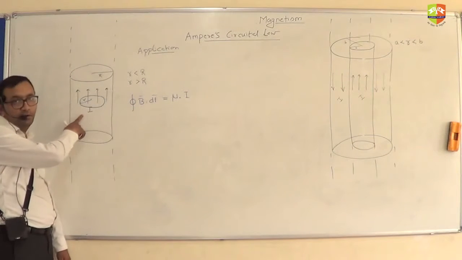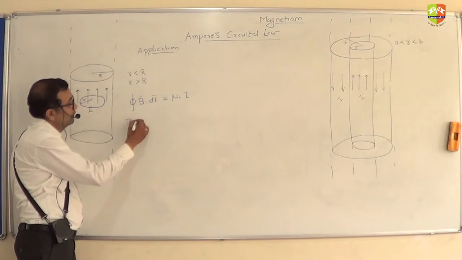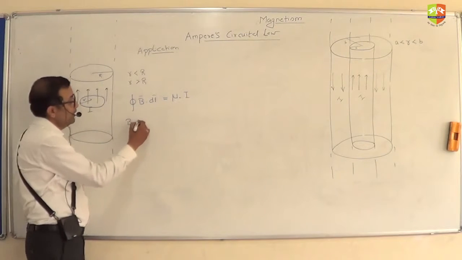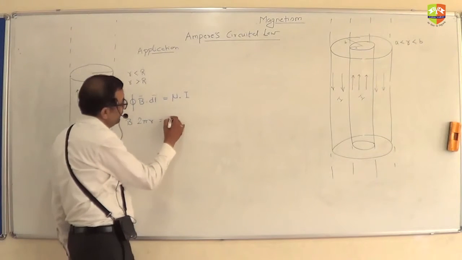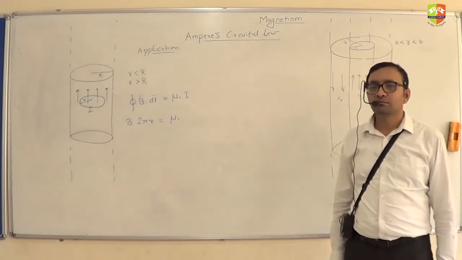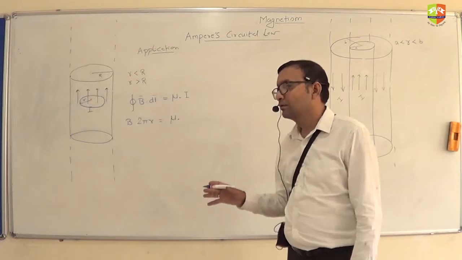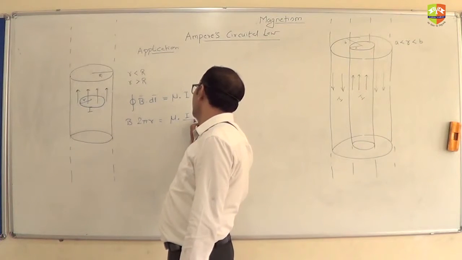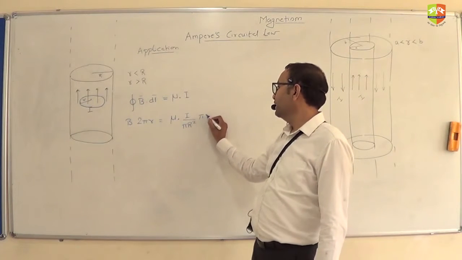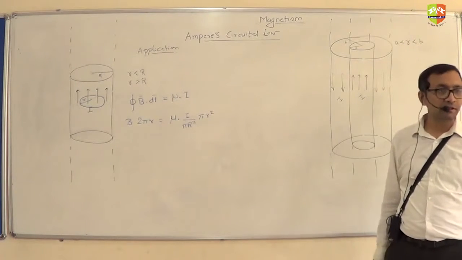What is the left hand side over here? B into the integral of dl, right? B into 2 pi r. What about the right hand side? Mu naught into how much current is passing through that loop? I divided by pi R square is the current per unit area, multiplied by the area of the loop, pi r square. This is the current that passes through the loop.